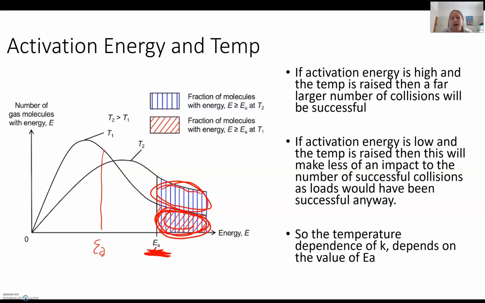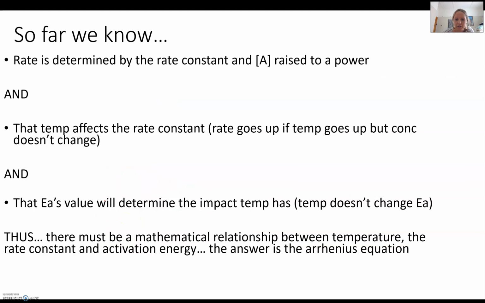Okay, so the temperature dependence of k depends on the value of EA, because if the value of EA is high, it has a big impact. If the value of EA is low, it has a little impact. Hopefully that makes sense, and this graph kind of shows it. Okay, a probably better place for me to have put that to make it show a bit better would have been here, but whatever, down here. So yeah, you get the gist.